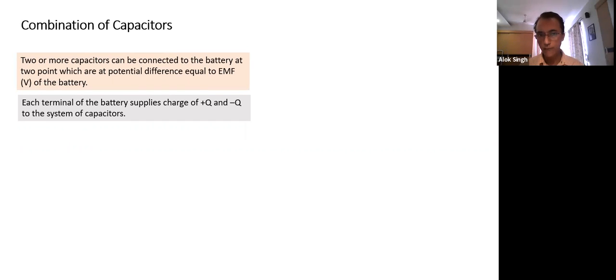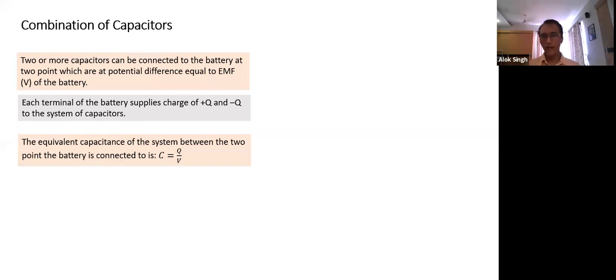C is equal to Q by V. If the battery remains the same, the capacitance of the system of capacitors depends on the charge which is transferred. If the charge transferred becomes double, it means that the system has twice the capacitance of the other one. Each battery terminal supplies charge plus Q and minus Q, or it transfers the charge Q from the negative terminal towards the positive terminal side.